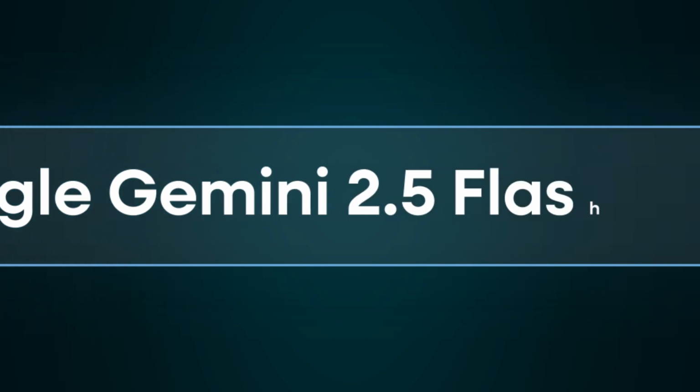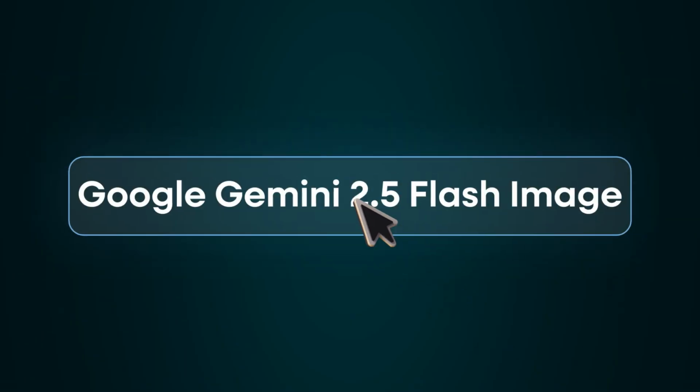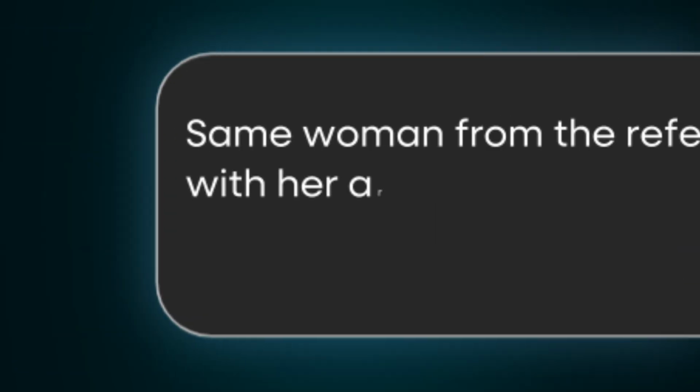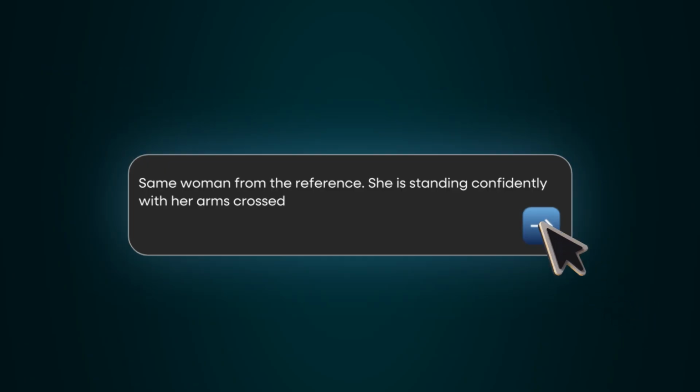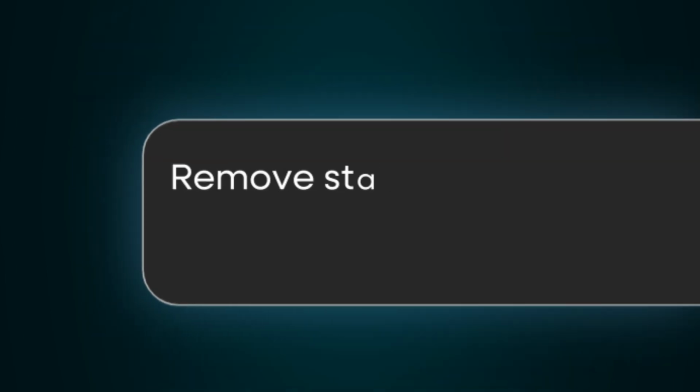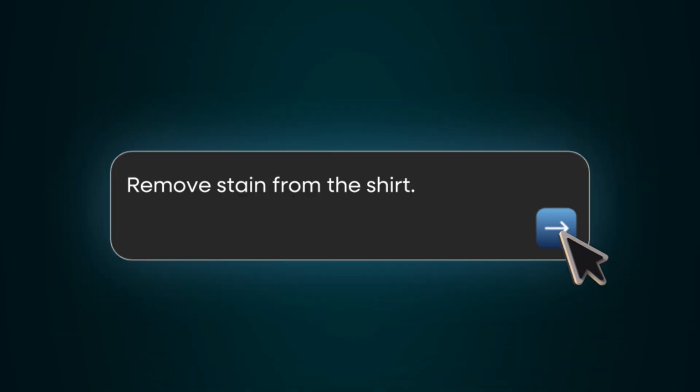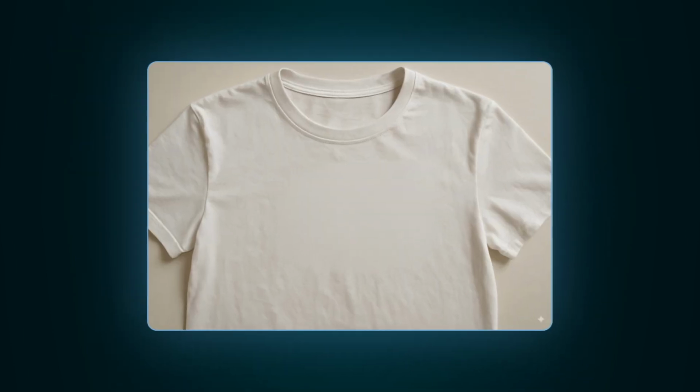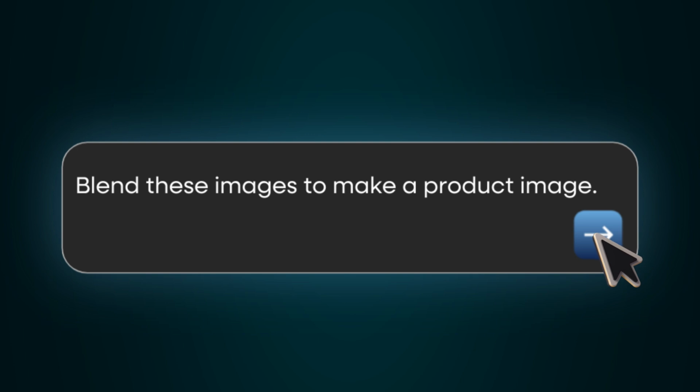Today I'm going to show you Google's brand new Gemini 2.5 Flash image update that just dropped. This thing is completely free and it's about to change everything. I'm talking about editing photos like a pro without any skills, making characters that look exactly the same across different pictures, and blending multiple images together with just one simple command. This is going to blow your mind.